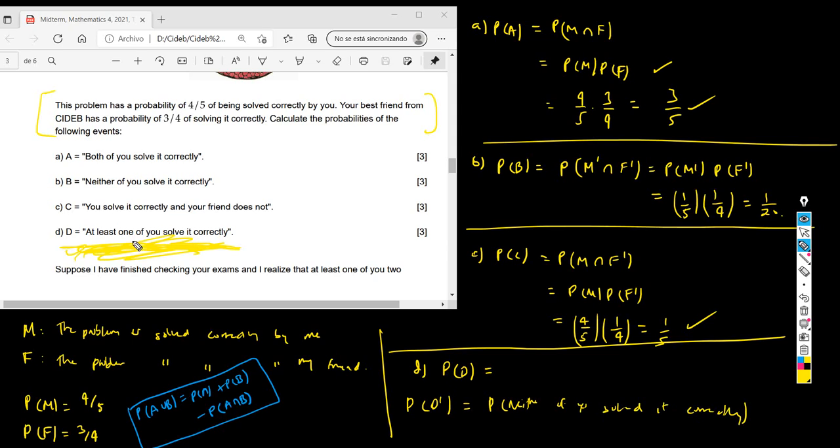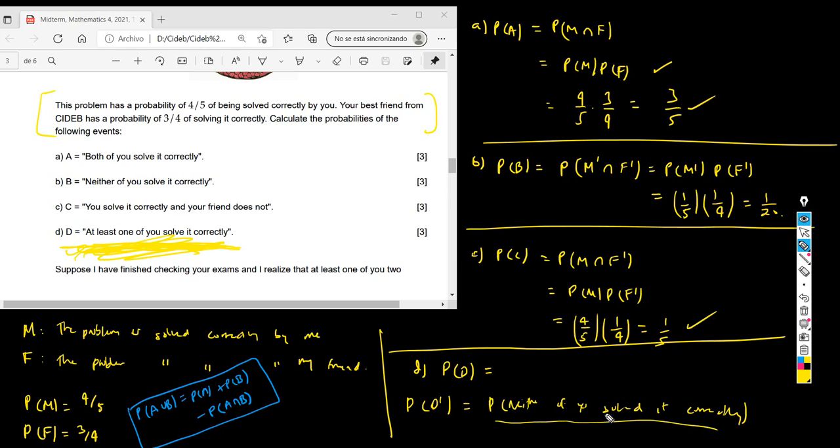¿Sí? Es decir, o sea, D es al menos uno de ustedes lo resolvió correctamente. El complemento de D sería esto, que ninguno de ustedes lo resolvió correctamente. Eso es el complemento. Y si se dan cuenta, ya calculamos esto.